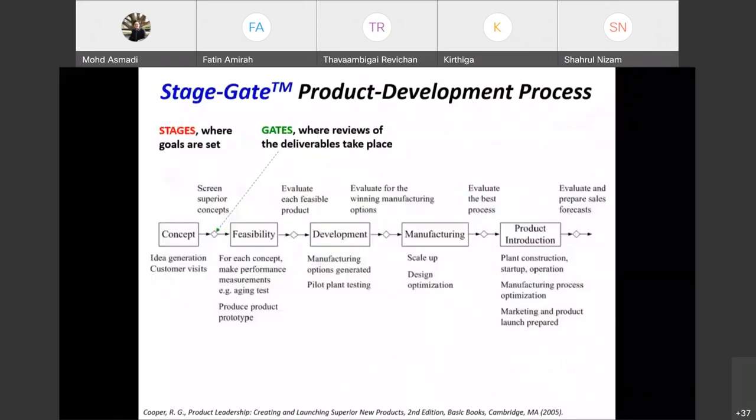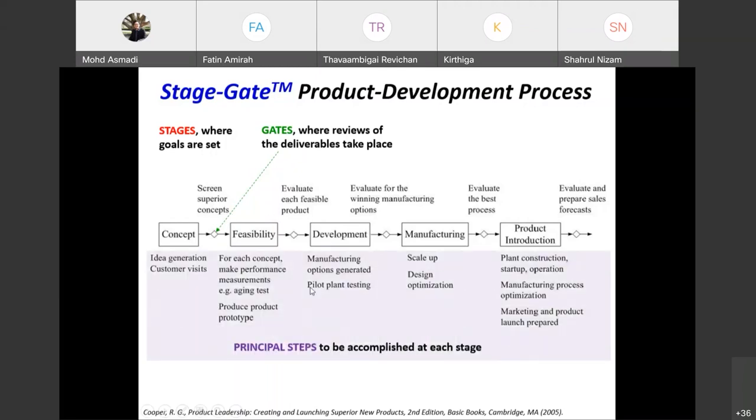Stage gate is complementary to the objective time chart actually. So we call it stage gate development. Stage gate is where goals are set. If you look at here, this is a stage. This one, the diamond shape, we call it a gate, where we review the delivery task, whether you can proceed to the next stage or not. So that is what we call stage gate.